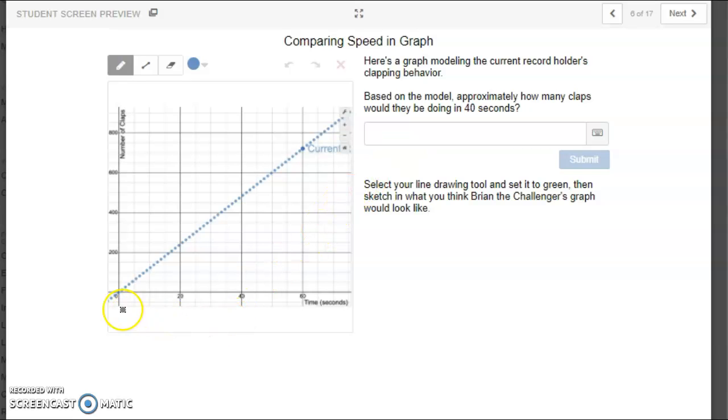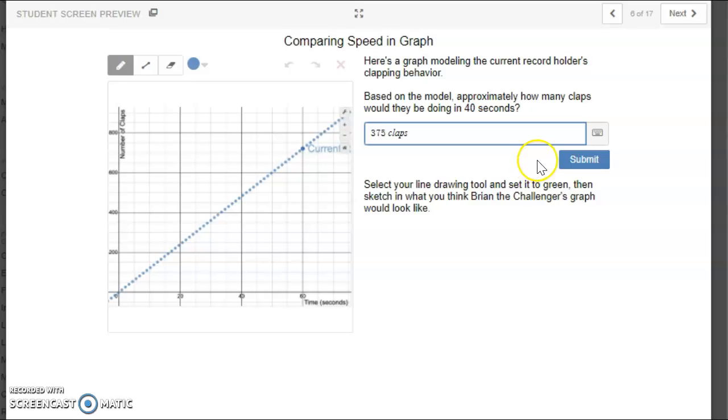Okay, so in 40 seconds, we're talking about time being 40 seconds, so we need to go to 40 seconds here and then go up, find where the graph is meeting at 40 seconds, and then go across, and it's approximately here, which is between 400 and 500, closer to 500. So maybe I can guess 375 claps. Okay, and I will submit that.